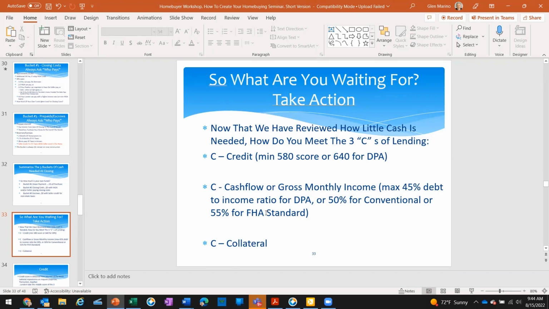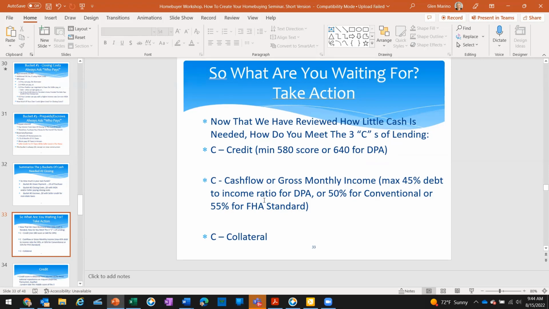The last C is collateral, and that is an appraisal. So if you agree to buy something for $305,000, we need it to appraise out for $305,000. If it appraises for less, you're going to have to bring more money to the closing.